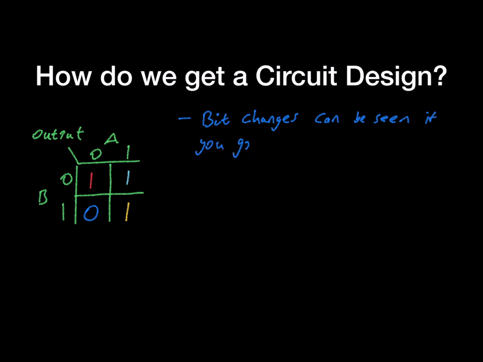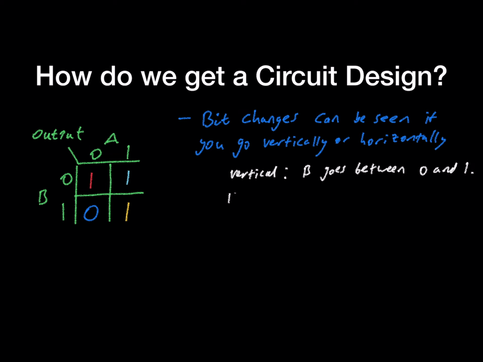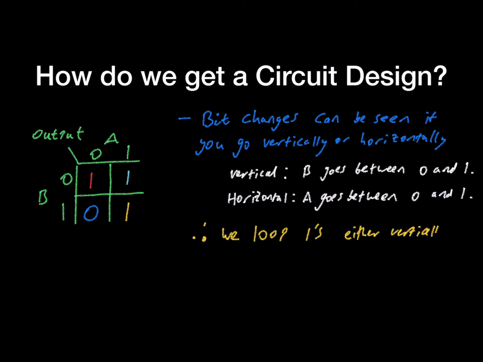By bit changes, we mean B changes between 0 and 1 when we go vertically, and A changes between 0 and 1 when we move horizontally. As such, we can use looping of 1s to show when the output is true. It is important that we are only considering a single bit change at a time, so we can link changes in the output to variable changes to identify how variables influence the output. So we can never loop diagonally, but we can loop around the edges of the map.